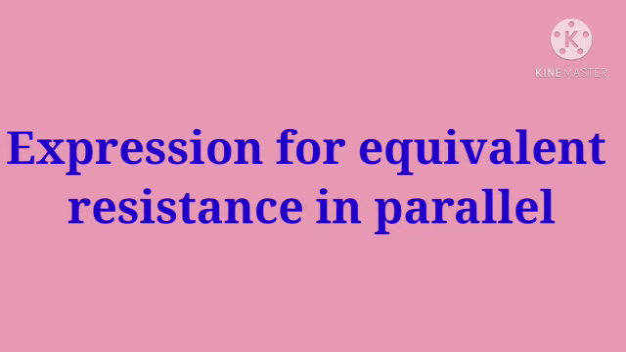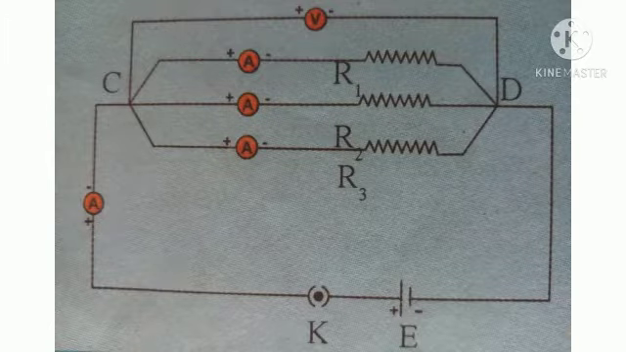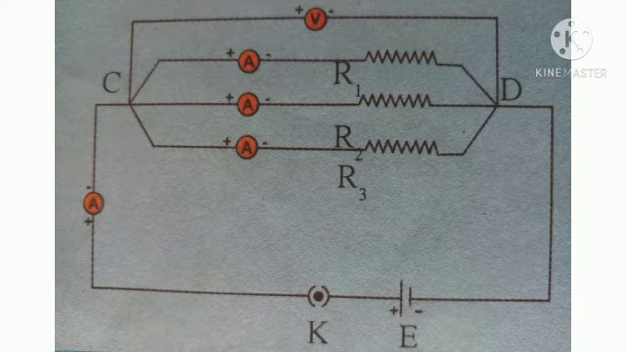Expression for equivalent resistance in parallel. Three resistors R1, R2 and R3 are connected in parallel between points C and D. V is the potential difference between C and D. Let I1, I2 and I3 be the currents flowing through R1, R2 and R3 respectively. Then the total current flowing through the circuit is I equals I1 plus I2 plus I3. This is equation number 1.